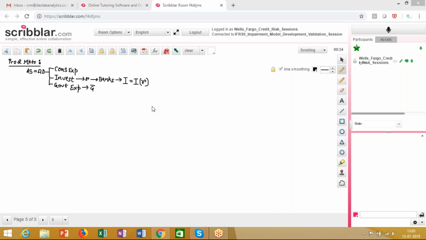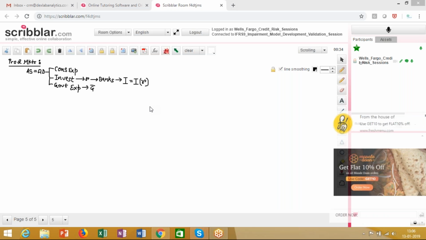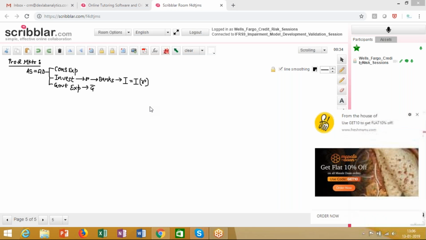So the basic relationship between the rate of interest and investment is that the moment the rate of interest goes up, the lending rates go up, and the investment in the economy would fall.